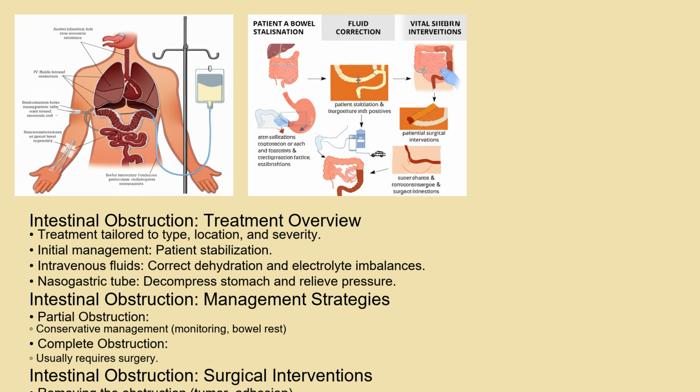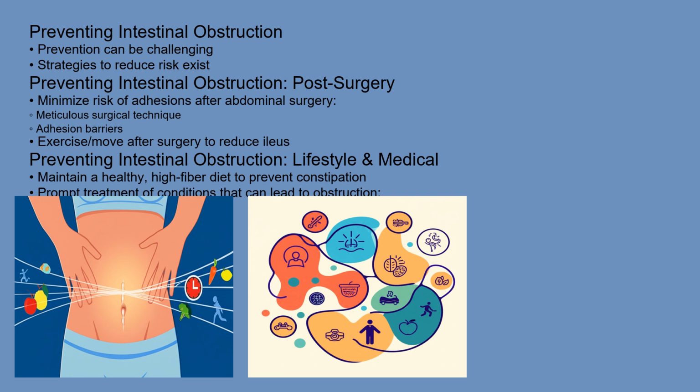Surgery may involve removing the obstruction, such as a tumor or adhesion, or repairing a hernia. In some cases, a bowel resection, where a portion of the intestine is removed, may be necessary. For non-mechanical obstructions, treatment focuses on addressing the underlying cause, such as discontinuing medications that slow bowel function or treating underlying infections. Preventing intestinal obstruction can be challenging, as many causes are not preventable.